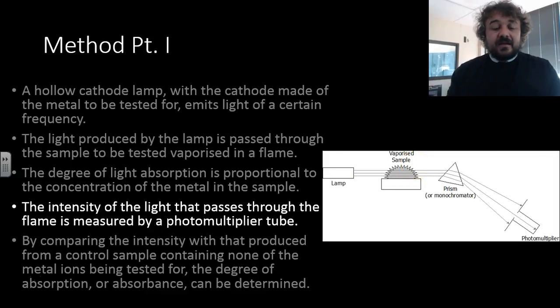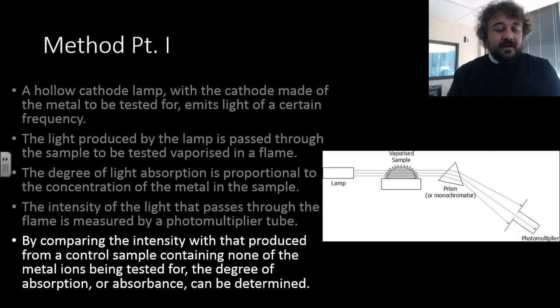The intensity of the light that passes through the flame is measured by a photomultiplier tube down here. That means it can take a really weak signal and amplify it, so a photomultiplier is the same as an amplifier. We can then compare the intensity of the light that's absorbed with a standard sample. What we're measuring here is absorbance, the amount of light that is absorbed as it goes through. If there is a high level of absorbance, then there is a high concentration. If there is a low level of absorbance, there is a low concentration.